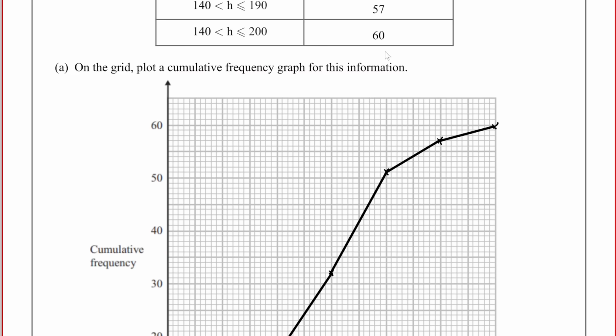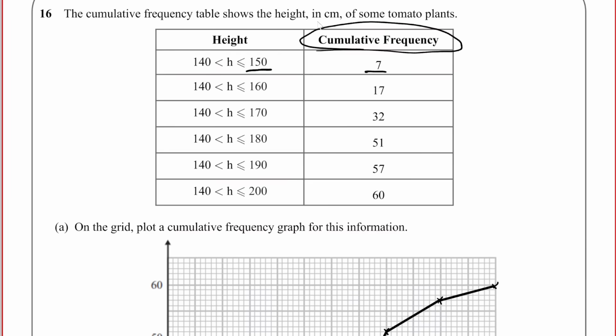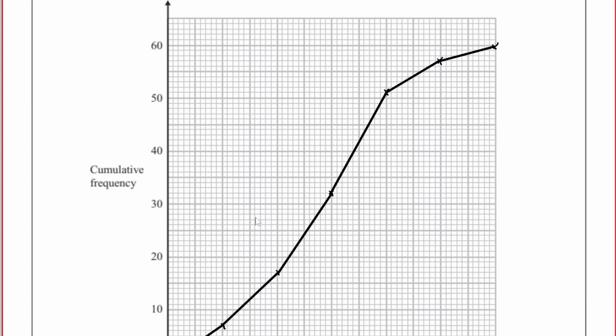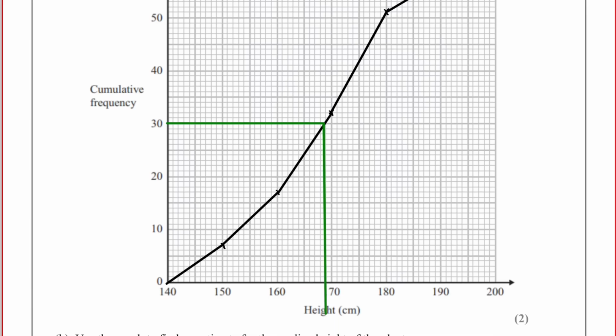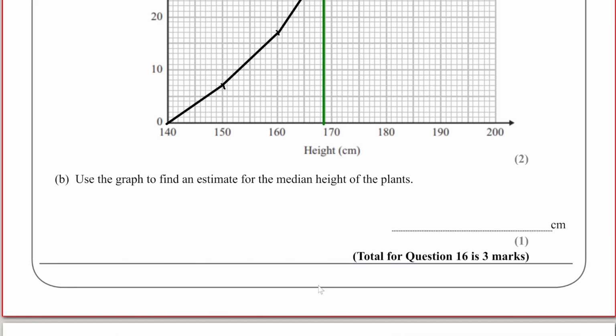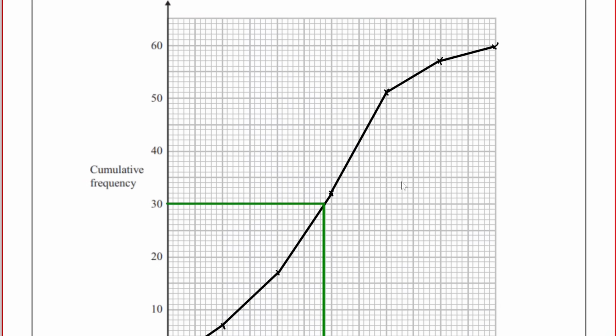Find an estimate for the median. So we've got 60 plants here. The median is going to be the middle one. That'll be the 30th. So 30 along to our line and down. So that's closest to 169. 169 centimeters.